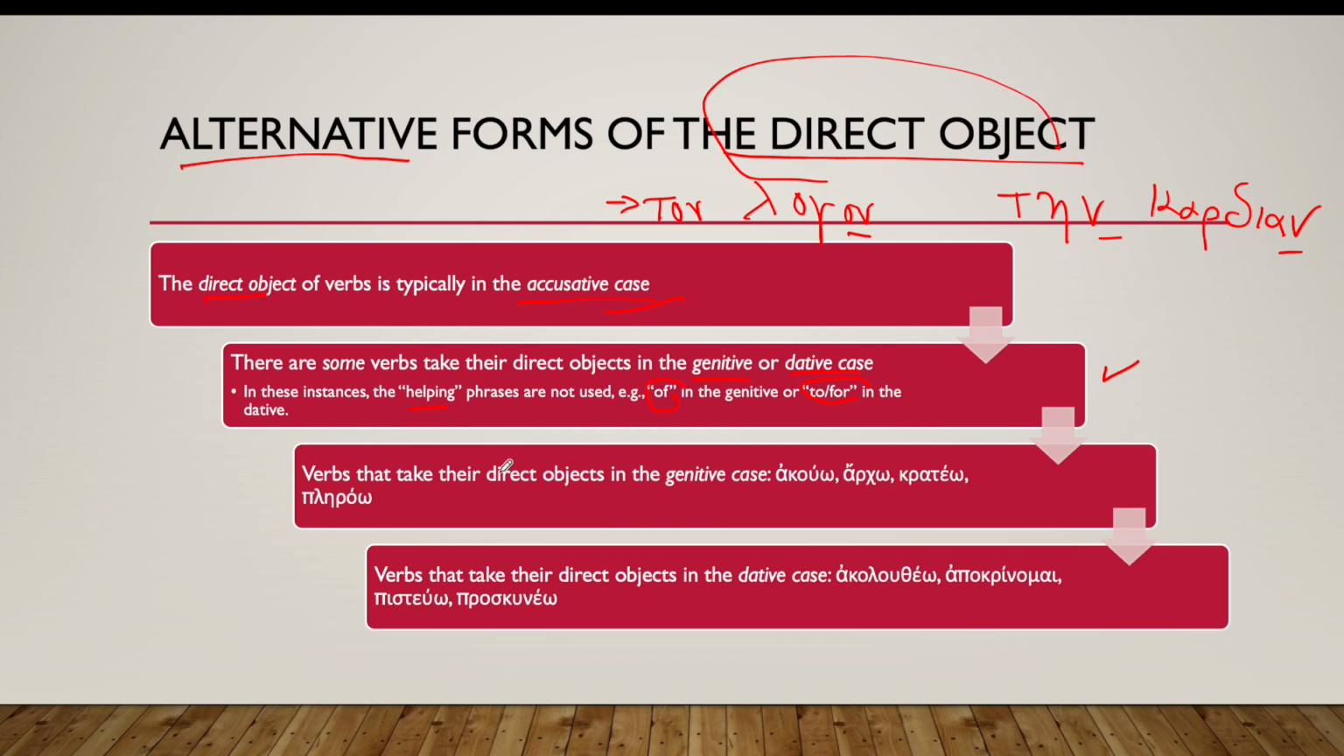Okay? So verbs that take their direct objects in the genitive case: ἀκούω, ἄρχω, κρατέω, πληρόω. Okay? And then verbs that take their direct objects in the dative case: ἀκολουθέω, ἀποκρίνομαι, πιστεύω, προσκυνέω.